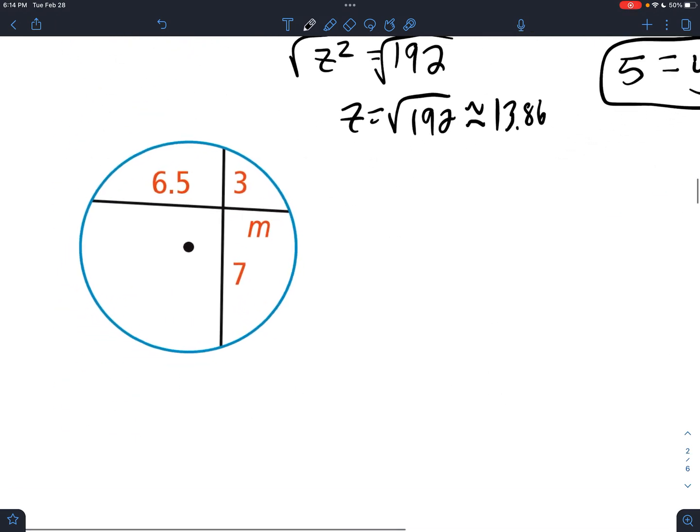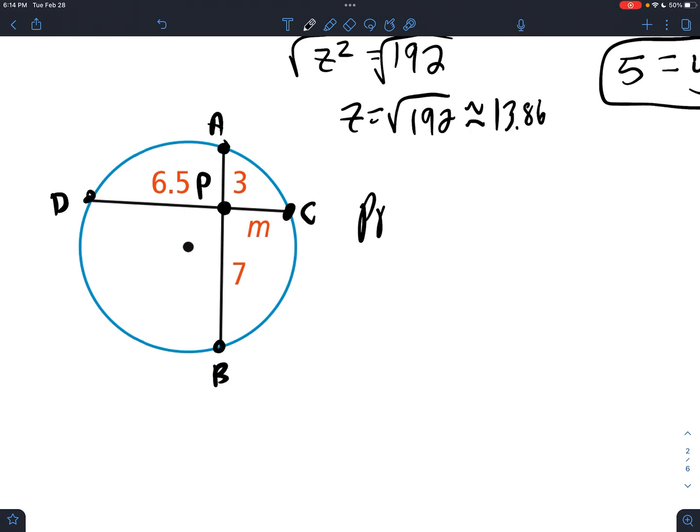And even when you have the other case where it's all inside the circle, these are called intersecting chords, you can still use the same formula. So P, and then pick a line. It has to have A and B on it. Pick a line. It has to have C and D on it. And that'll guarantee that our formula is going to work. PA, PB, PC, PD.